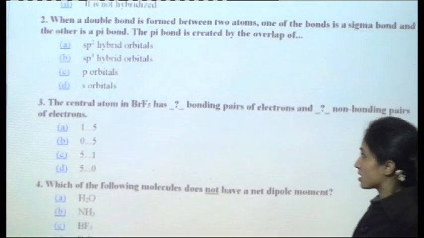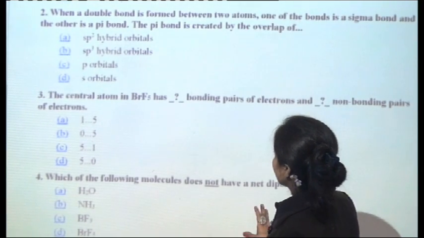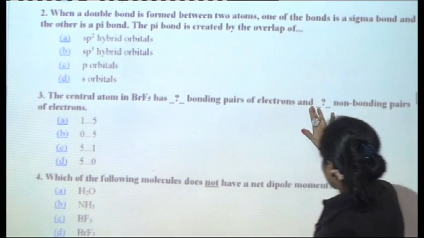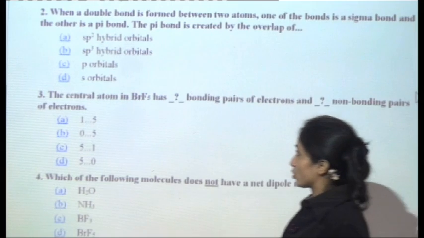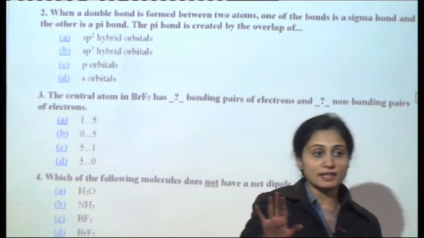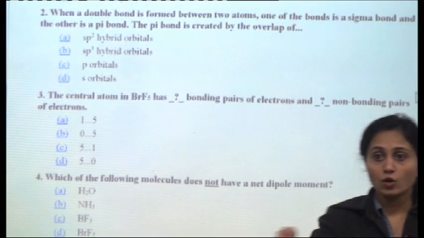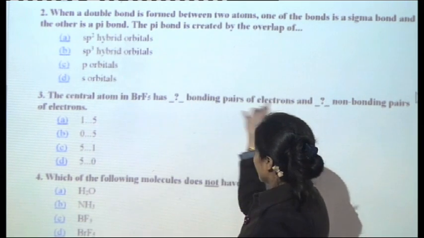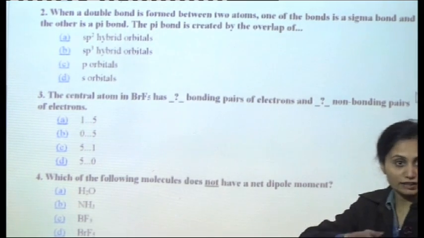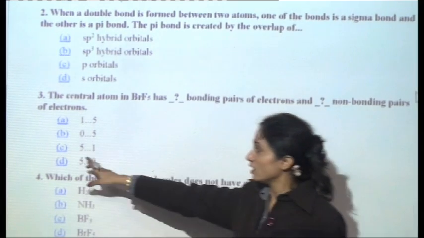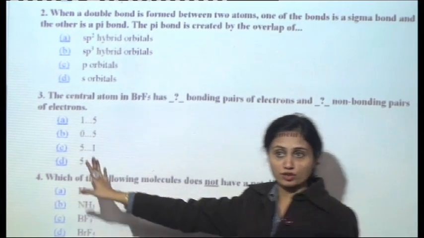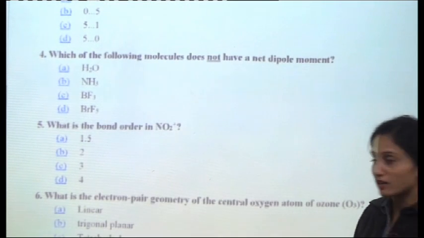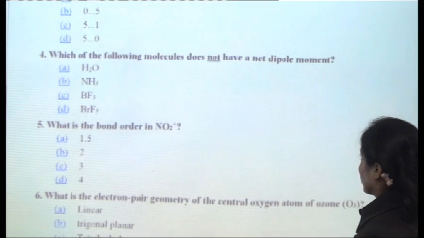Okay, now next, the central atom in BrF5 has dash bonding pairs of electrons and dash non-bonding pairs of electrons. In BrF5, Br has 7 valence electrons, out of which 5 form bond pairs, so clearly 5 bonding pairs. How many are left? 2 electrons, that is 1 pair, so that will be 5 and 1, so option C. Clear? So this topic will have questions which can be done at superjet speed also.